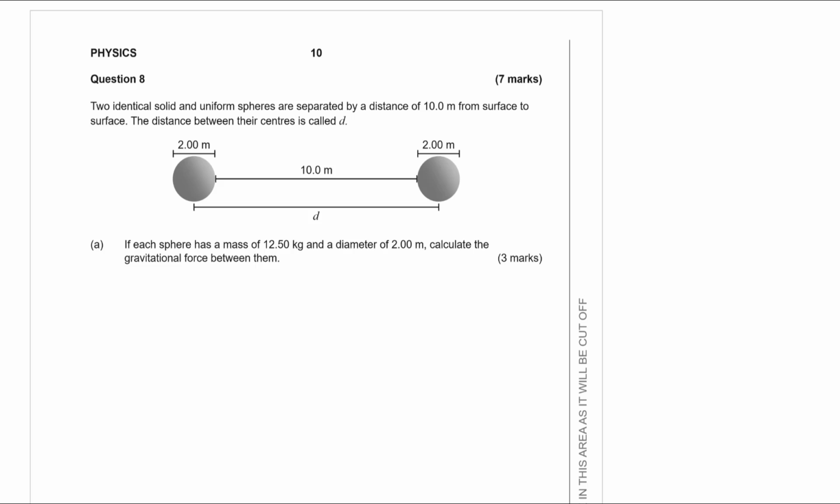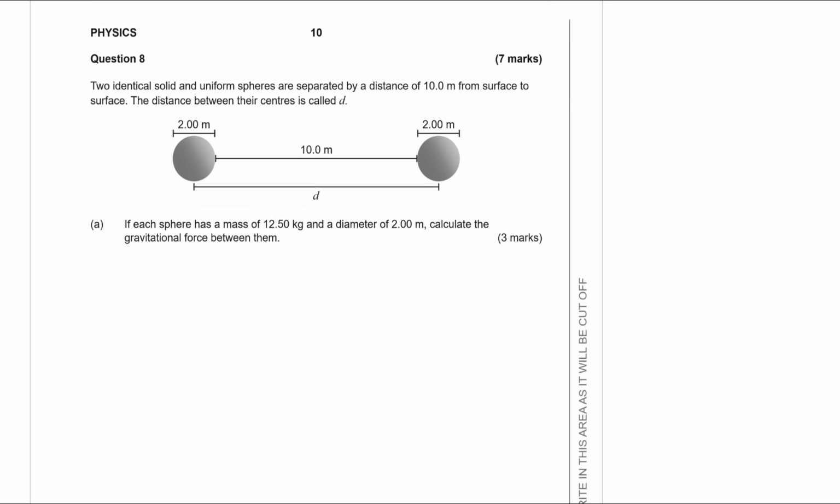All right, question 8 is a gravitational force question by the looks of things. Two spheres are separated by 10 meters, but remember when you're working out the force, you want it between the centers of mass. So that distance is actually going to be 10 meters plus half of that, which makes it 12 meters. So you just put that into your equation.